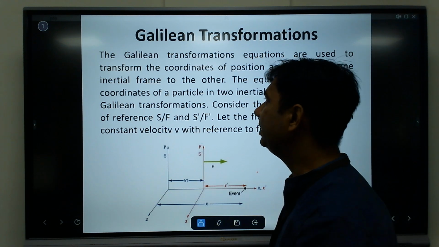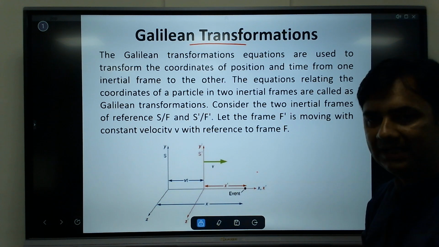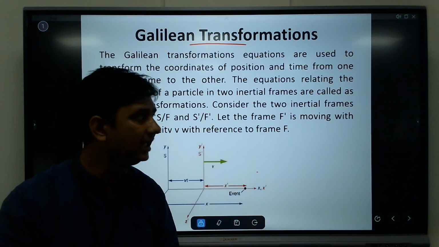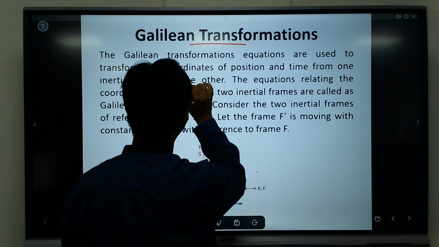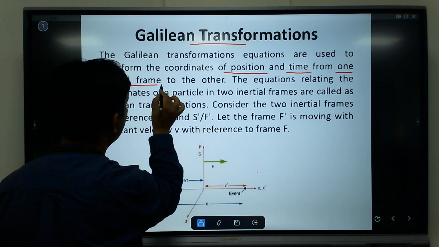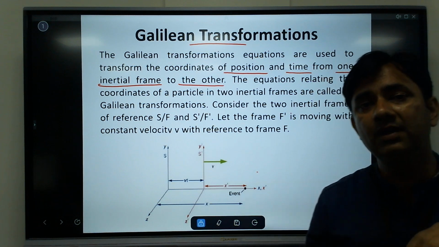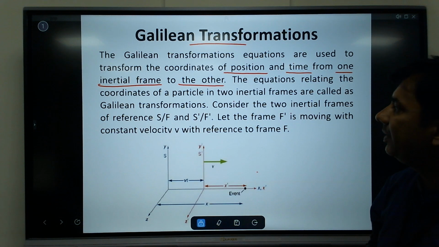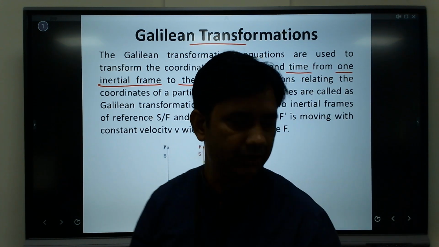The first concept was given by Galileo, and we call it the Galilean transformation. What he said is that the Galilean transformation equations are used to transform the coordinates, position and time from one inertial frame to another. The very important part is that it explains position and time from one inertial frame to another, so the concept remains the same for an inertial frame. The equations relating the coordinates of a particle in two inertial frames are called the Galilean transformation. I'll explain it.